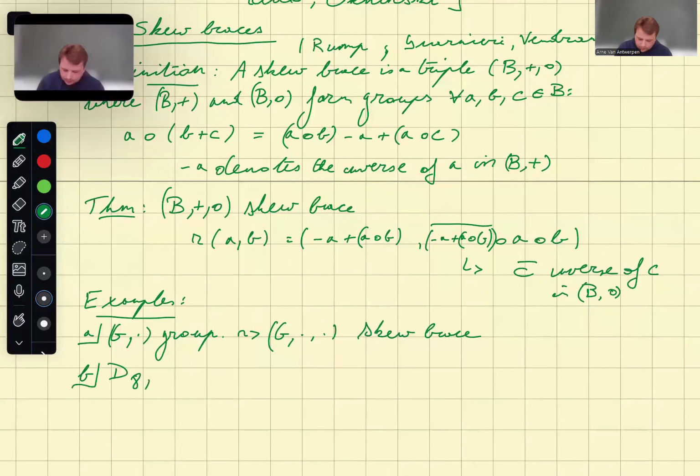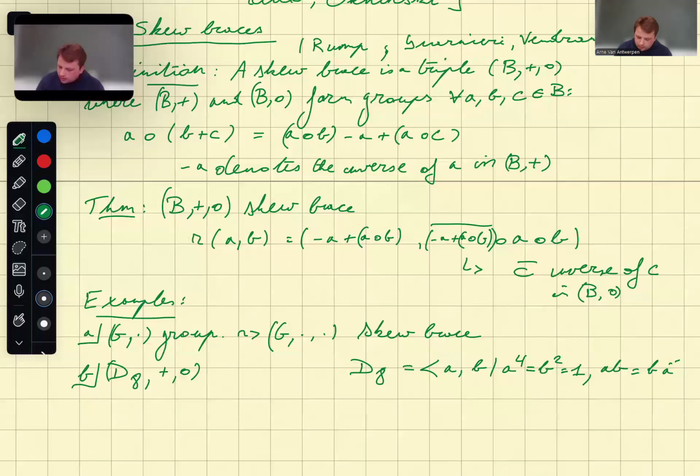a skew brace on D8. So for me, D8, that is a dihedral group on 8 elements, generated by A and B. A to the fourth is B squared is 1, and AB is BA inverse. This guy will be my multiplicative group, or the circle group.